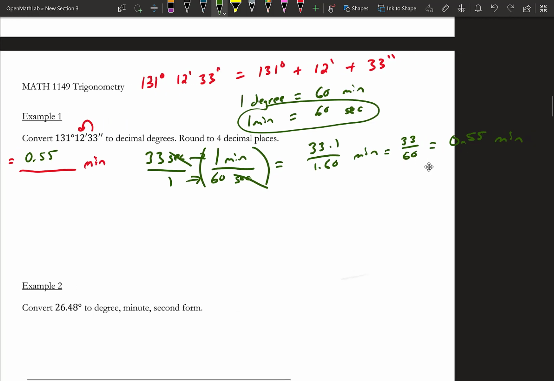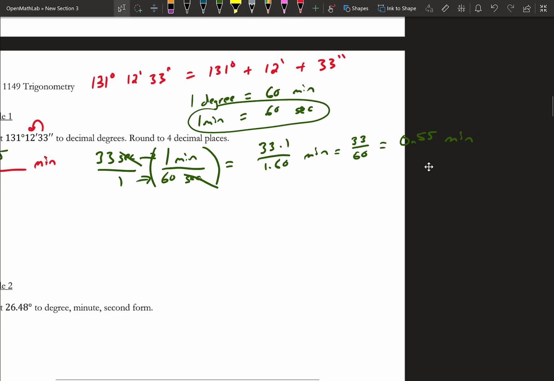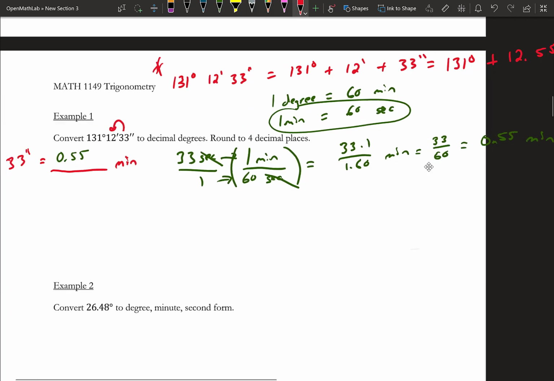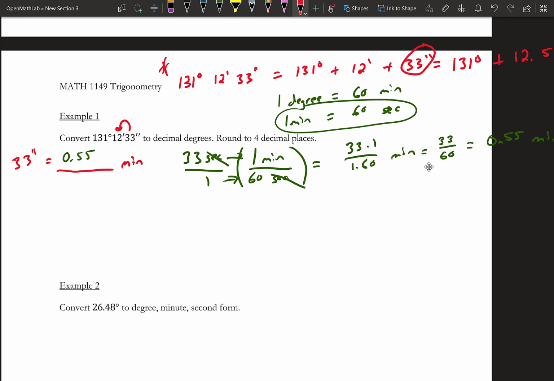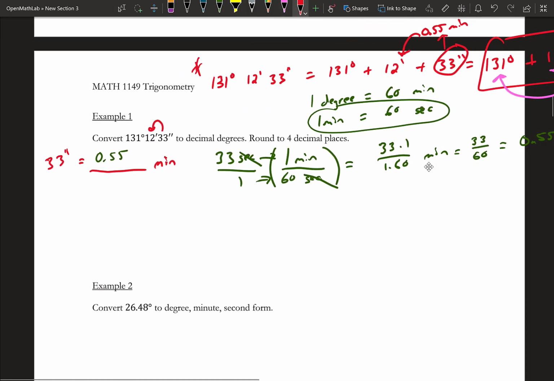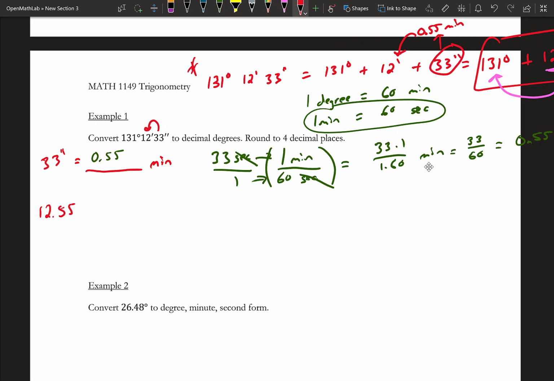So essentially what I have right now is that my original statement up top is equal to 131 degrees plus 12.55 minutes, because I converted the seconds to 0.55 minutes, and when I add it to the 12, that gives me 12.55 minutes. So this is what we have right now. As you can imagine, I want to take these minutes and convert them into degrees. So what I'm thinking right now is that I want to take 12.55 minutes and convert this into degrees.